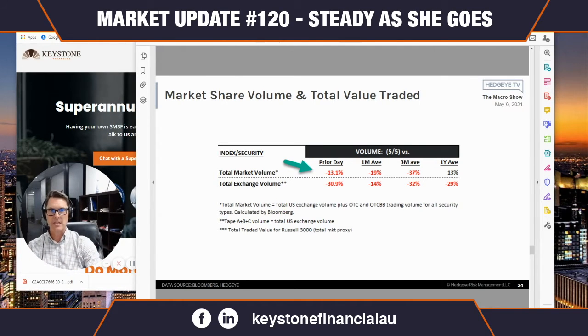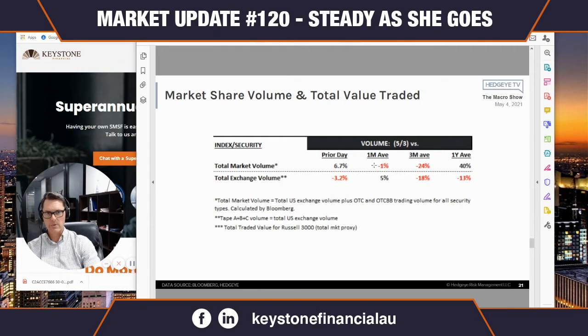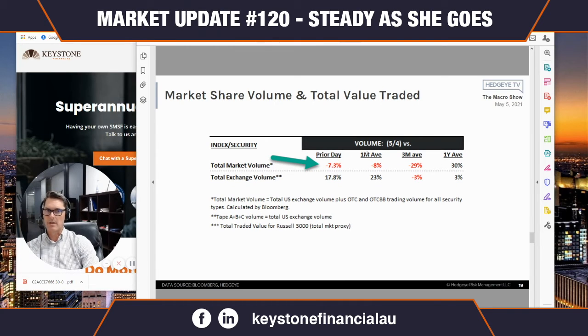So what that means is, if you look at this volume, which was pretty light on the prior day, it wasn't up a lot on the prior day on May 4th, but the biggie was on May 5th, when we had a bit of a sell-off. I think we had a bit of a sell-off on May 5th. I'm just going to check. You can't see it because it's on my other screen, but I'm just going to check May 5th.